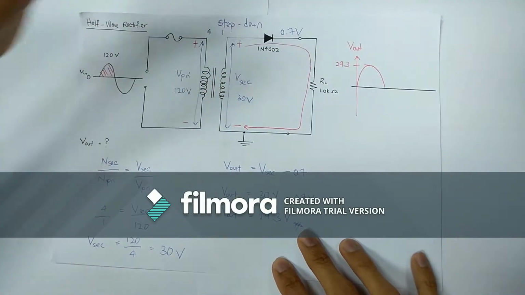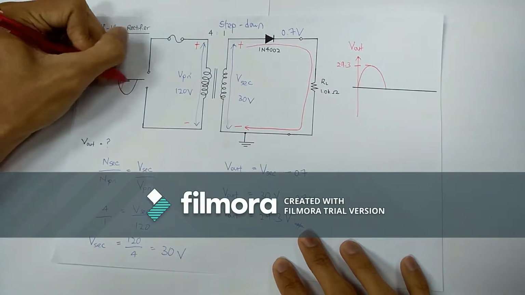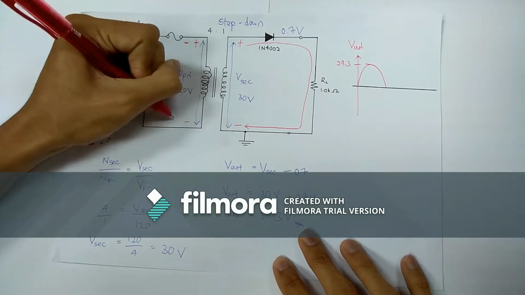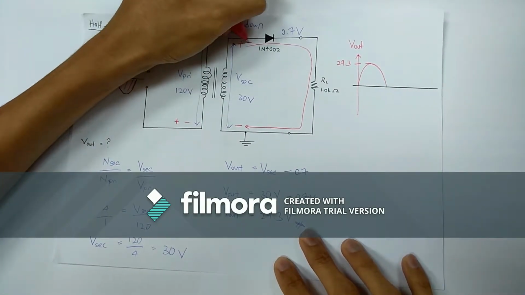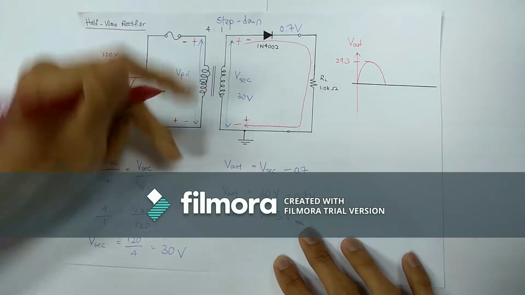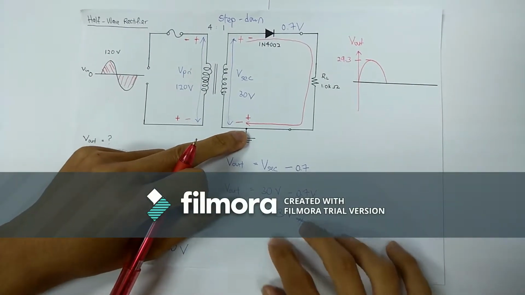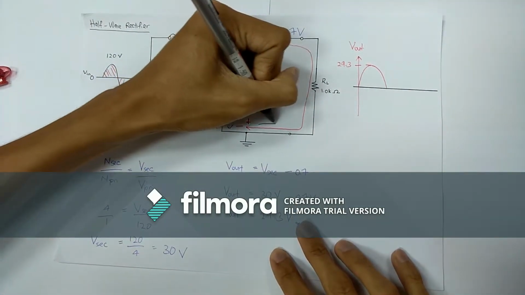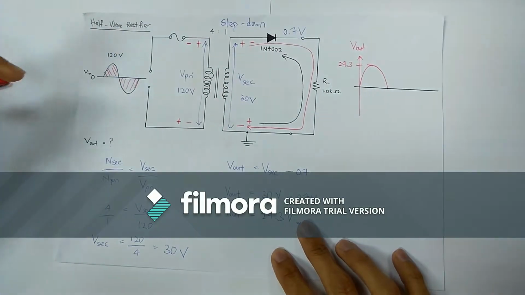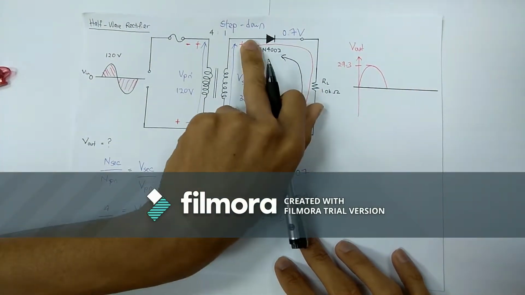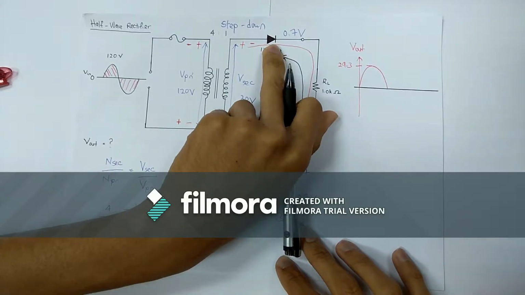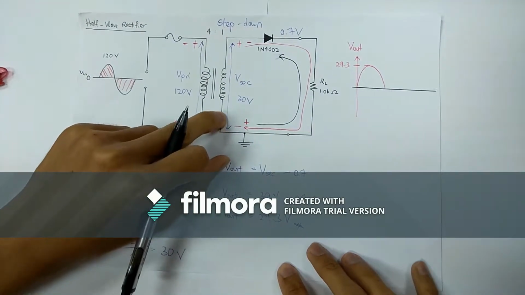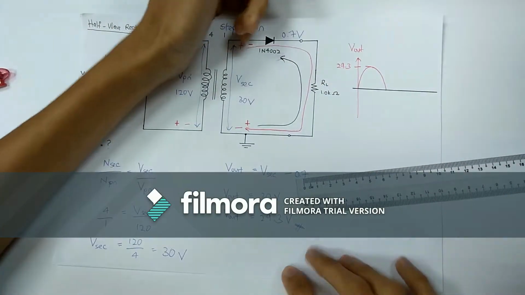At the negative cycle, the terminal will reverse. The current will flow in the different direction. The current cannot flow through it because the diode blocks the current through the resistor. So there is no output voltage at the negative cycle.